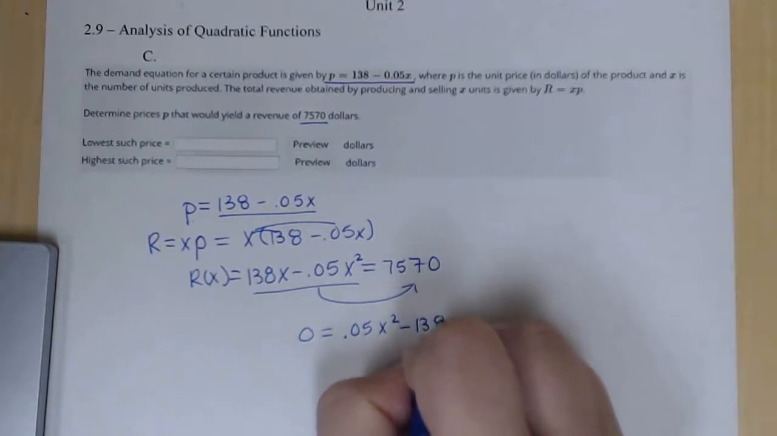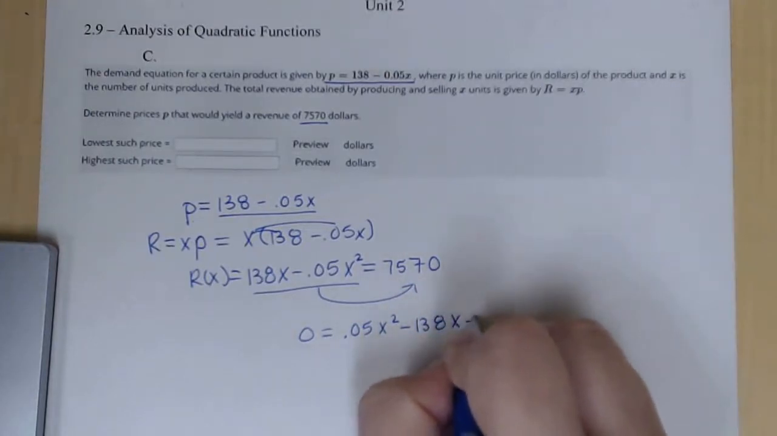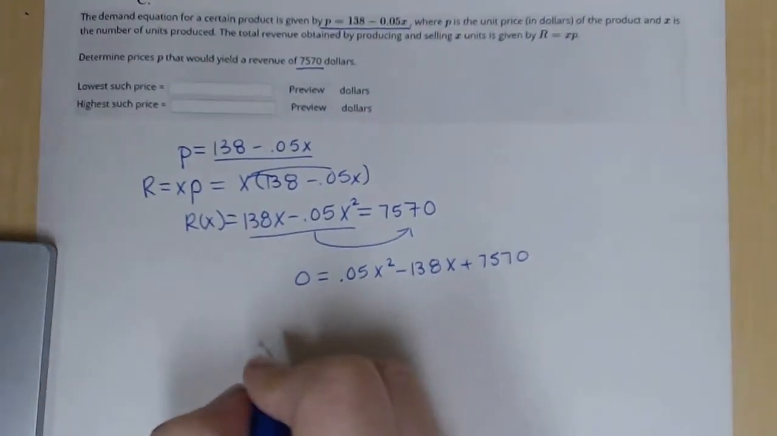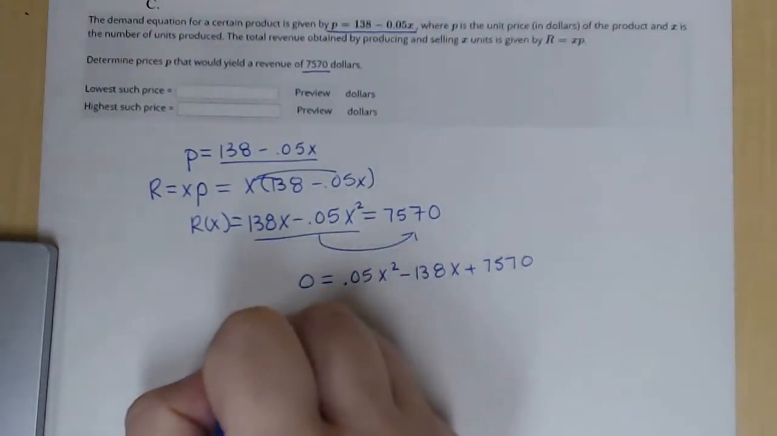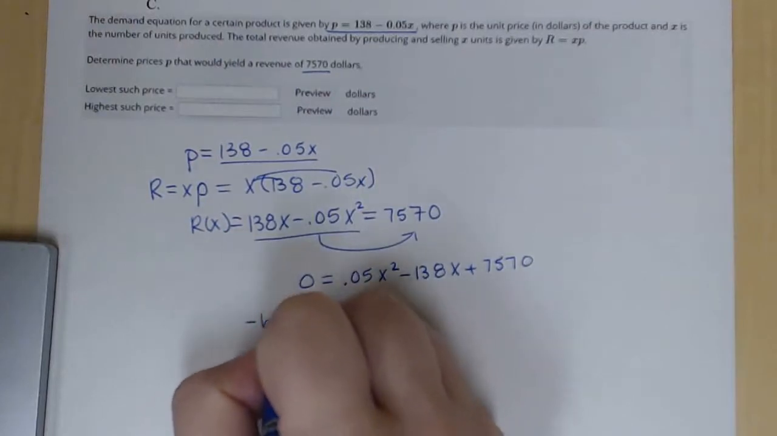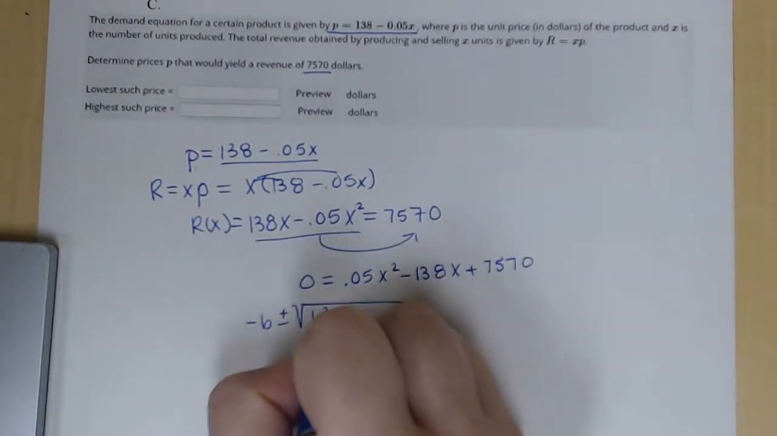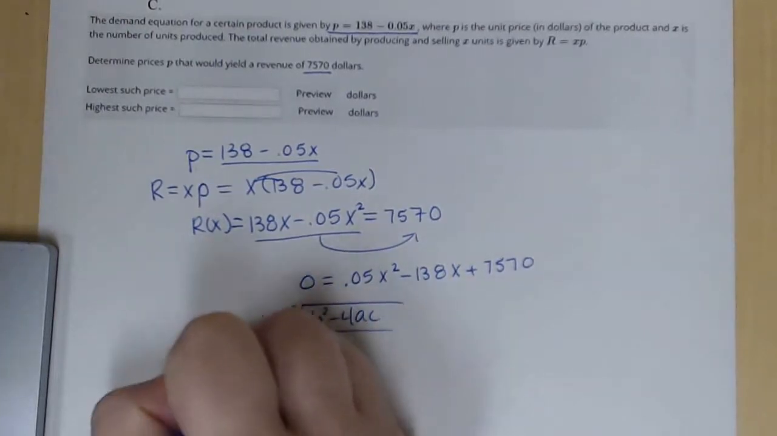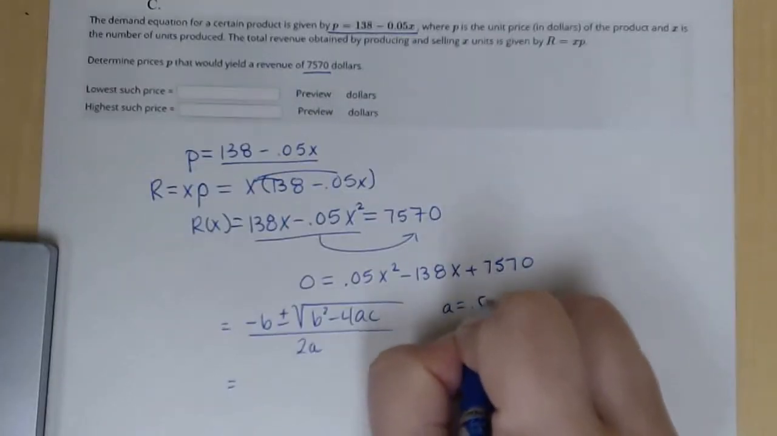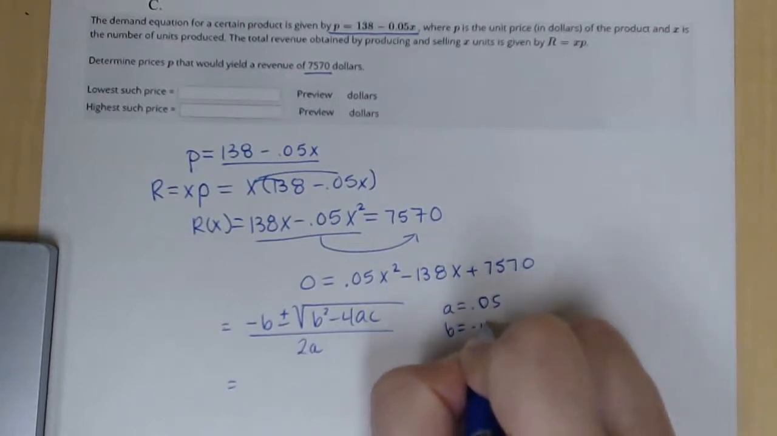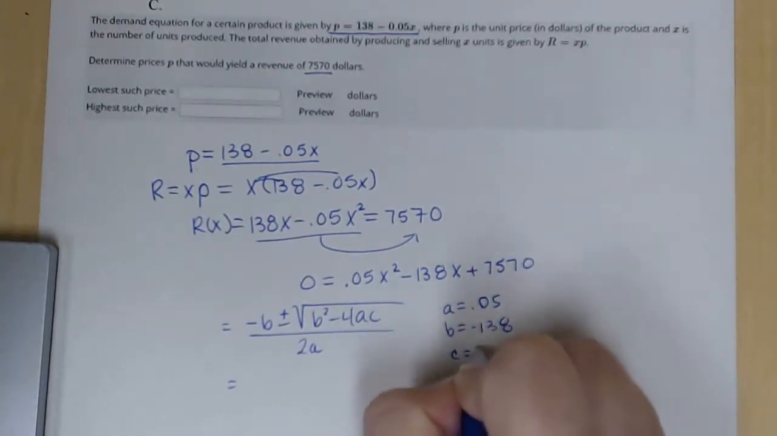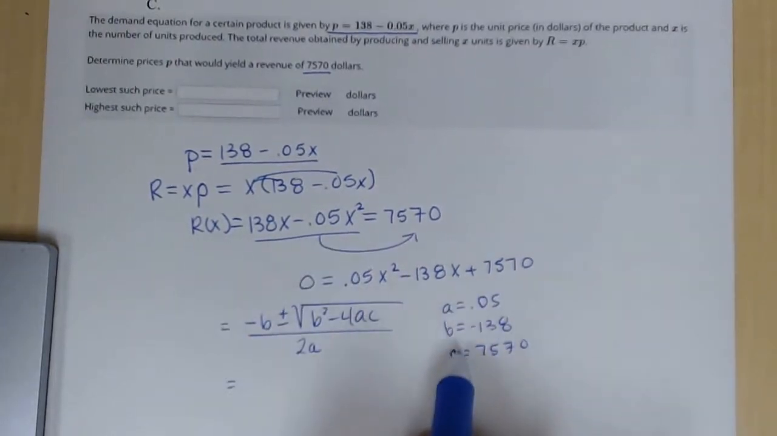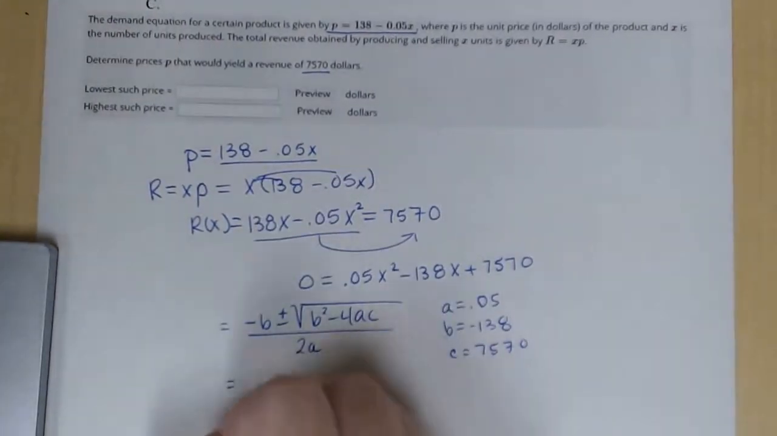minus 138x plus 7,570. Now with this one, we are going to have to do our quadratic formula. So I'm going to say negative b plus or minus the square root of b squared minus 4ac, all over 2a. My a is 0.05, b is negative 138, and c is 7,570. Now if you move the 7,570 over, you just have difference of signs, but we'll still get the same answer.